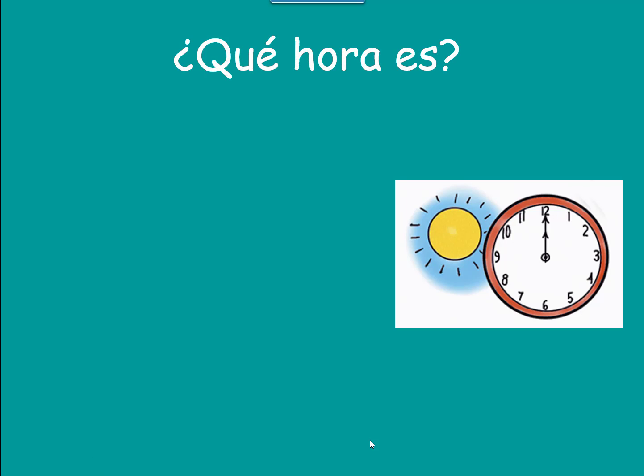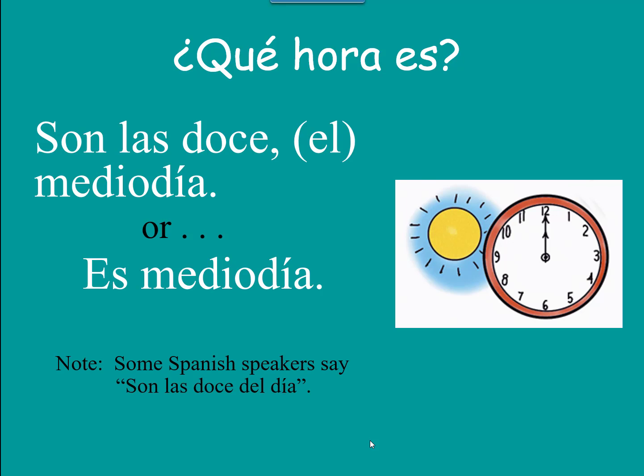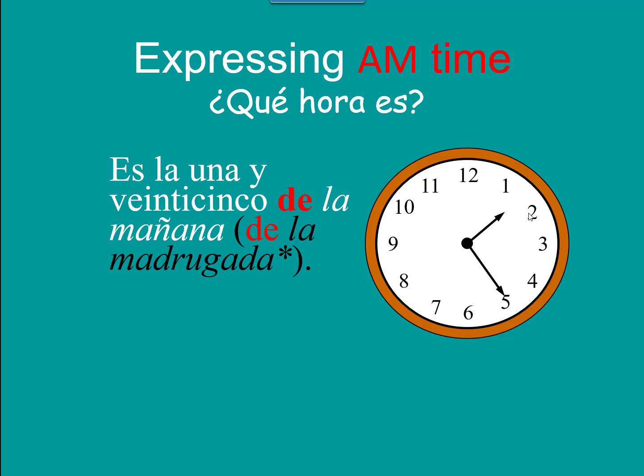Okay? What about noon? Similar. Es el mediodía or es mediodía. Or some people also say son las 12 del día. Son las 12, it's 12 during the day. Okay. Now, what about if it's in the morning? Careful, this is really early in the morning, right? 1:25. Es la una. Remember, when it's 1 something, if you start with 1, you would say es la. Es la 1:25 de la mañana. It's in the morning, but remember, if it's really, really early, you could use this expression too, de la madrugada.